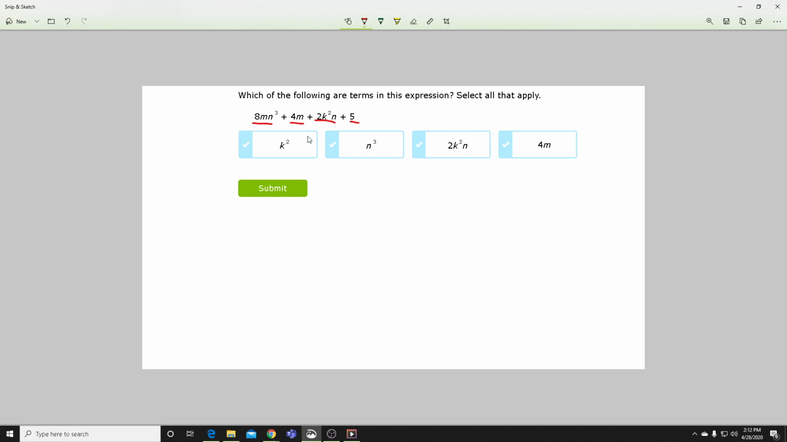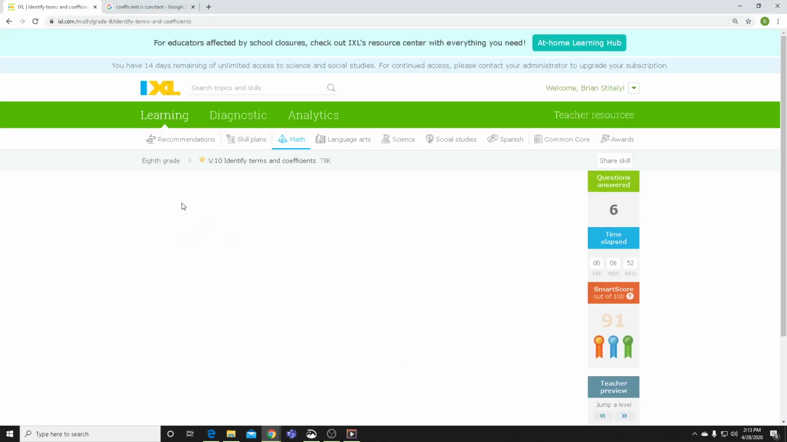So 8m cubed, 8 times m times n cubed. I don't see that in our choices. We'll go down, we'll look at each choice first. K squared, I don't see any k squared, so it's not this. N cubed, I don't see any of those. 2k squared times n. Oh, I do see that here. So that works. 4m, I do also see that. So this works as well. It would be these final two choices. And that's it for those.